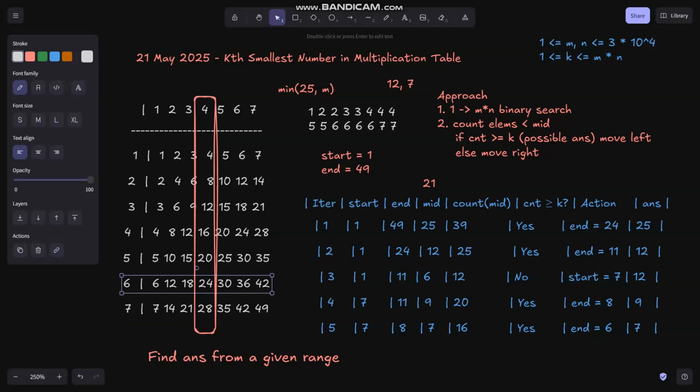We have to take the minimum of the number of elements that are less than the mid value in the table of a particular index, comma the maximum limit m. All right, so that is how we determine the count of elements.